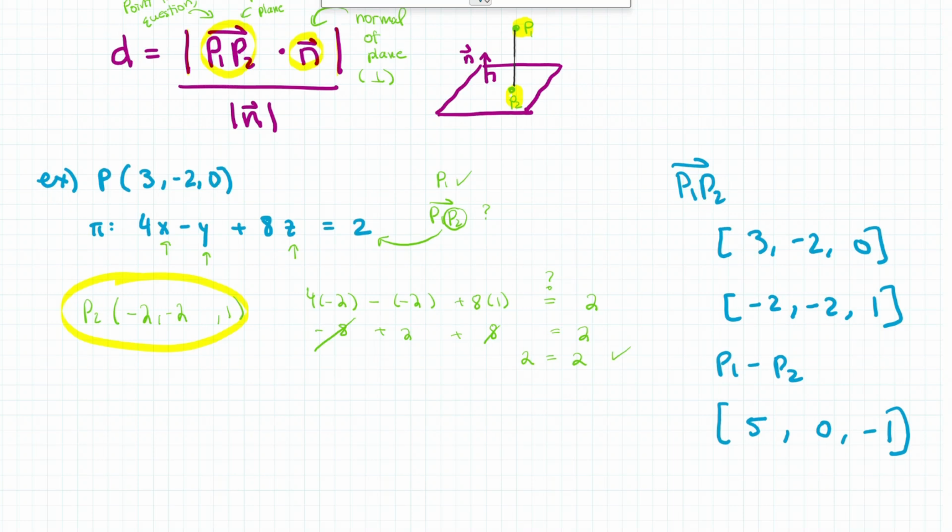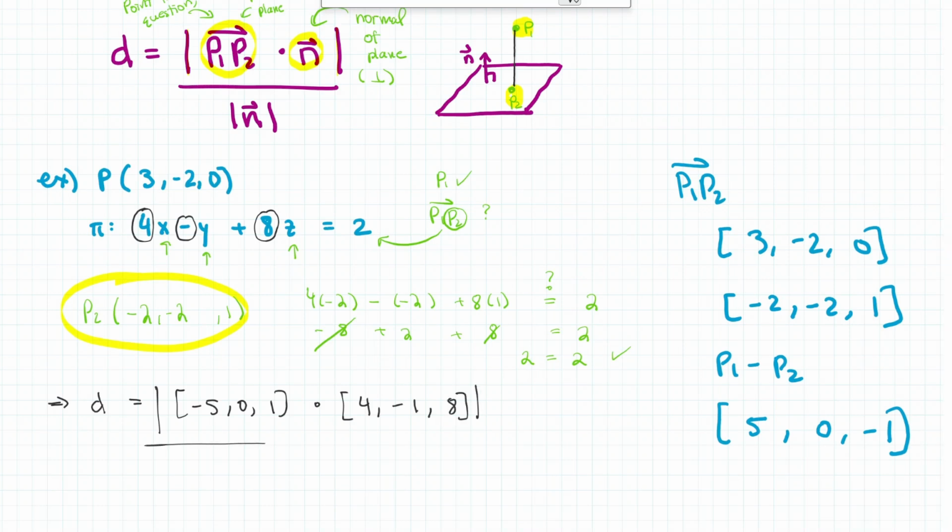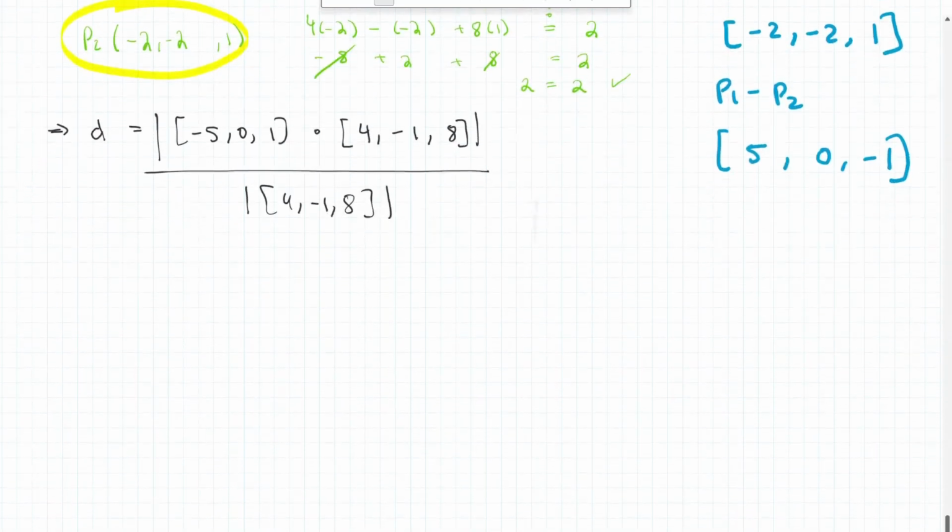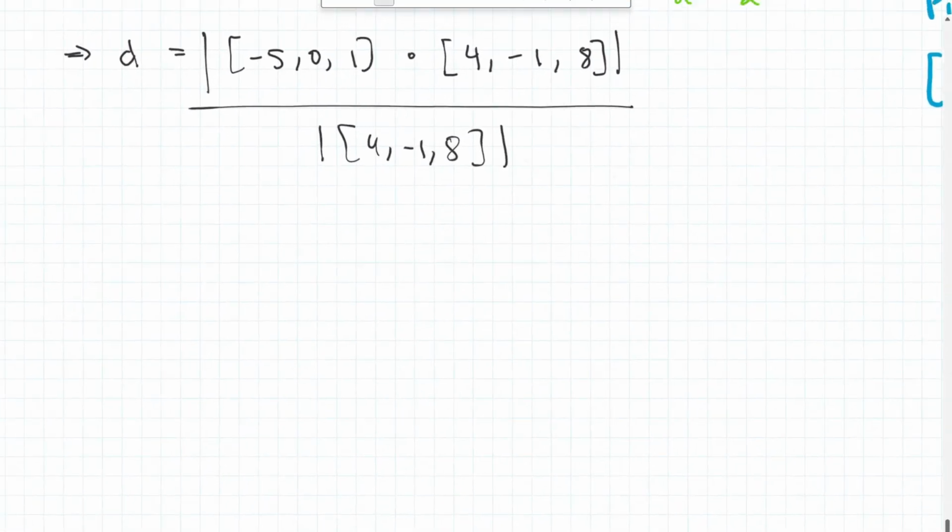So let's go ahead and plug this all into our distance formula. The distance here is going to be the magnitude of the dot product of (-5, 0, 1) with our normal, which we can find by taking the coefficients from our scalar equation. So we have (4, -1, 8), and then we divide this by the magnitude of our normal again, which is, like we said, (4, -1, 8).